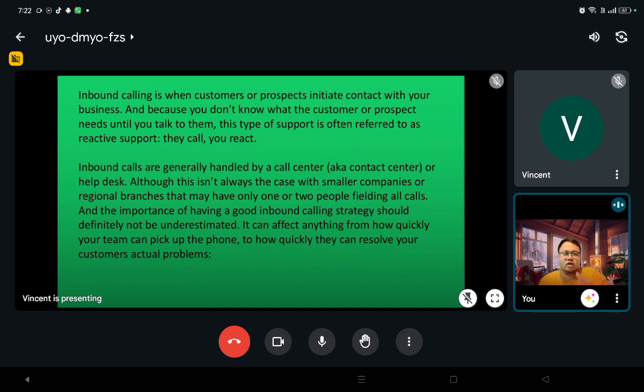Inbound calls are generally handled by a call center, also known as a contact center or help desk, although this isn't always the case with smaller companies or regional branches that may have only one or two people fielding all calls. The importance of having a good inbound calling strategy should definitely not be underestimated. It can affect anything from how quickly our team can pick up the phone to how quickly they can resolve your customers' actual problems.